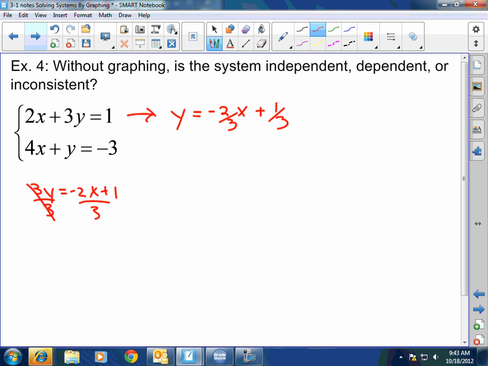This is what gets a lot of people. Be careful. You got negative 2/3 x, but remember, that 3 distributes to everything. So it'll be 1/3. Does that make sense? Okay. And then what would this guy become?